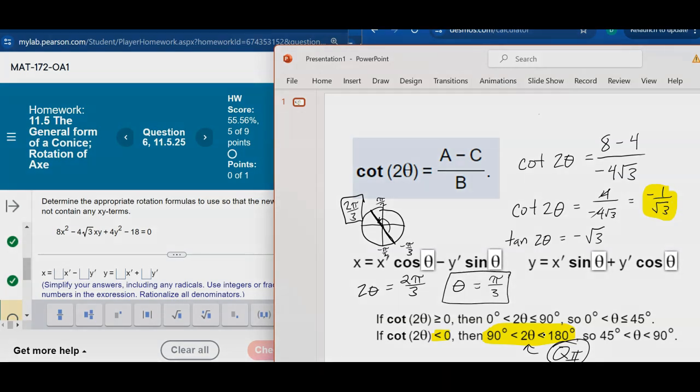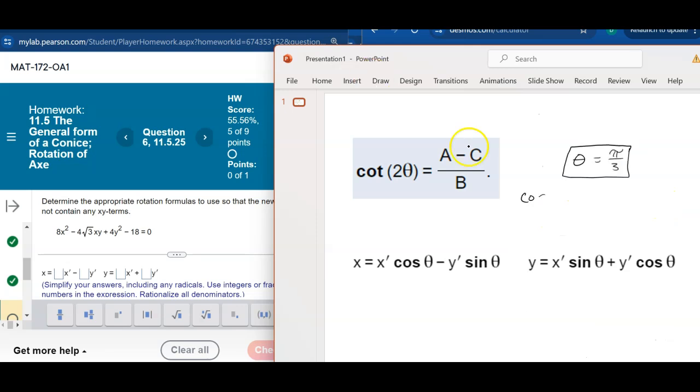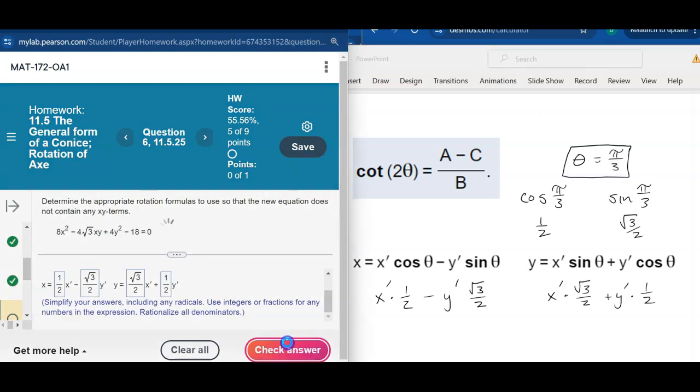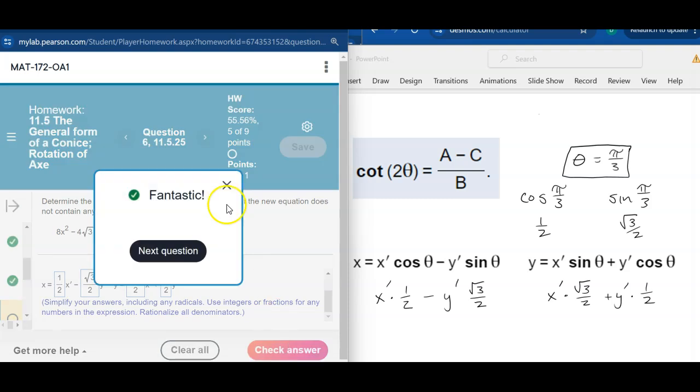So there's the angle we need to rotate by to get this thing back to standard position, along the positive x-axis. Horizontal and vertical, again, like we're used to seeing before this section. Now we need the cosine of pi over 3 and the sine of pi over 3. The cosine of pi over 3 is a half, and the sine of pi over 3 is the square root of 3 over 2. Everywhere I see cosine, I'm replacing it with a half, and everywhere I see sine, I'm replacing it with the square root of 3 over 2. There are our values that give us the rotation.